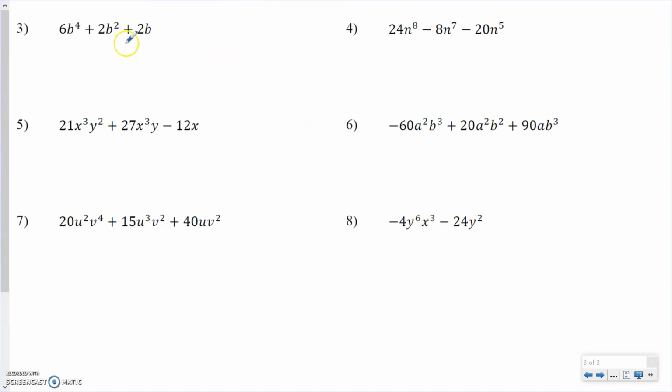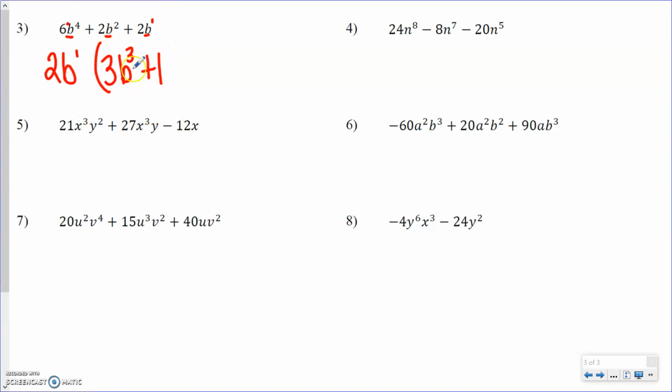Next one. I can divide 6, 2, and 2 all by 2. And notice we have b's in every term, and this is really a 1 here. So the smallest exponent in those is 1. So I have 2b to the first on the outside. So 6 divided by 2 is 3. If I have 4 b's here and I took one of them away, or took one of them out, I have 3 left. 2 divided by 2 is 1.